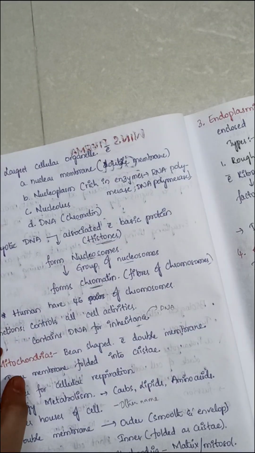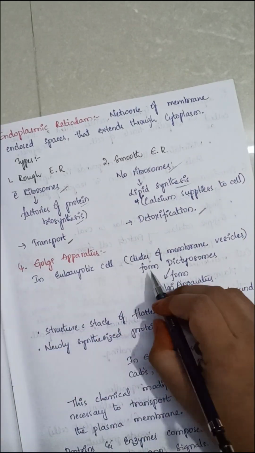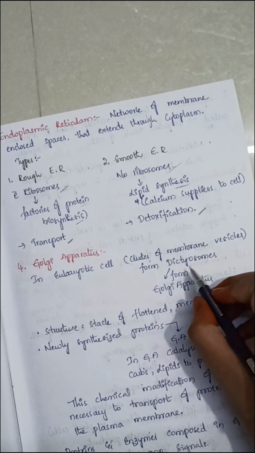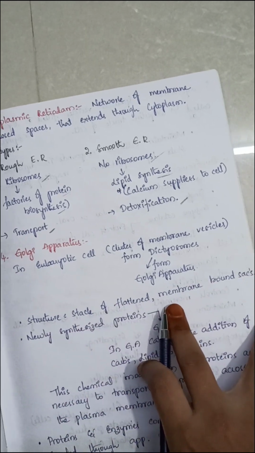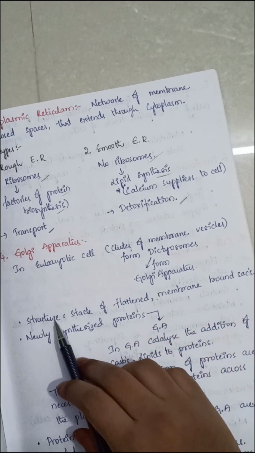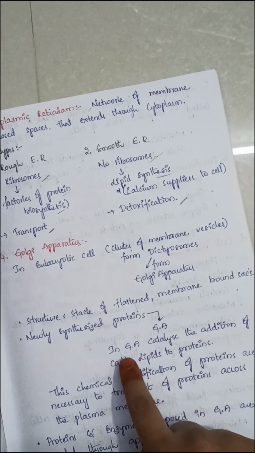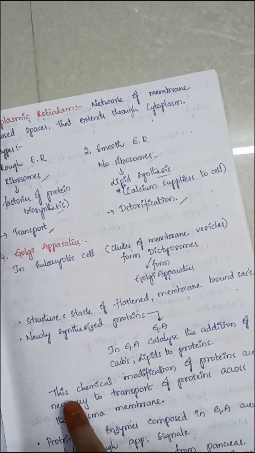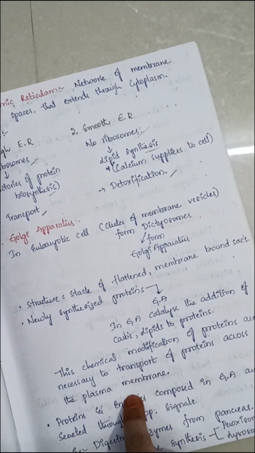Okay, then coming to the Golgi apparatus. In eukaryotic cells, clusters of membrane vesicles form dictyosomes, which form the Golgi apparatus. These structures are stacks of flattened membrane bound sacs. In the Golgi apparatus, newly synthesized proteins undergo the addition of carbohydrates and lipids. This chemical modification of proteins is necessary to transport proteins across the plasma membrane.